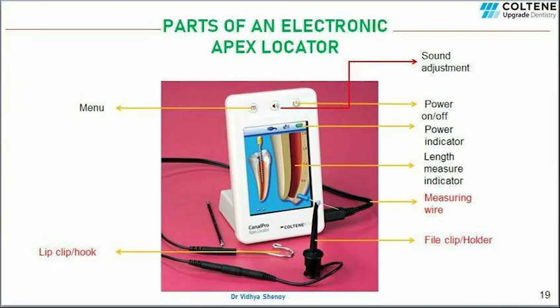An electronic apex locator has four main parts. That is the electronic apex locator device, which has the control features and the display panel. Second one is the measuring wire, which connects the device to the lip clip and file holder. On the device, there is an on and off button, a button to adjust the sound, and a menu button. The display panel will show the location of the file as it moves through the canal. The lip hook or the clip is placed at the corner of the patient's mouth while measuring the working length to complete the circuit. And the file holder, as the name suggests, is to hold the file in position as you measure the working length.